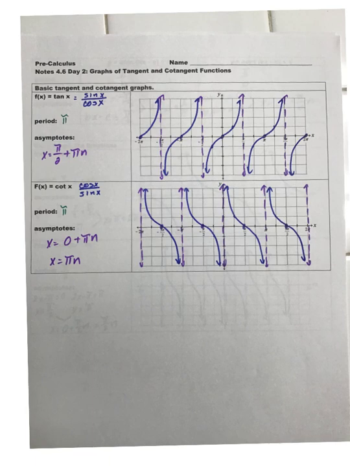So sine equals 0 at pi, at 2 pi, at negative 2 pi. Cosine equals 0 at pi over 2, 3 pi over 2, negative pi over 2, negative 3 pi over 2. So at the whole pi's, we have x-intercepts. At the half pi's, we have asymptotes.